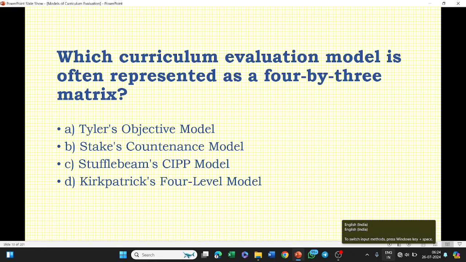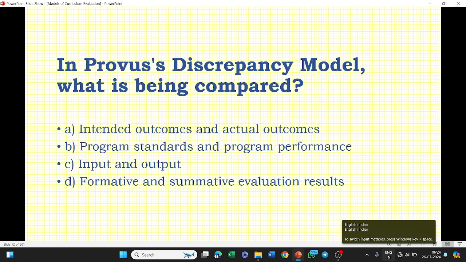Next, which curriculum evaluation model is often represented as a 4 by 3 matrix? Options: Taylor's objective model, Stake's countenance model, Stufflebeam's CIPP model, Kirkpatrick's four level model. Answer of this question is option C, that is Stufflebeam's CIPP model.